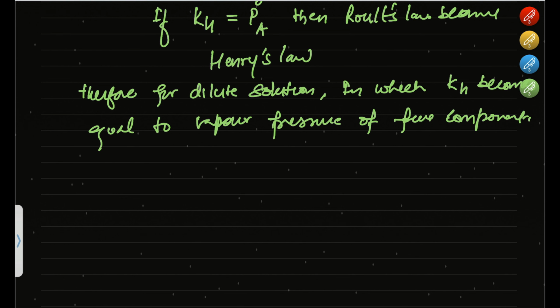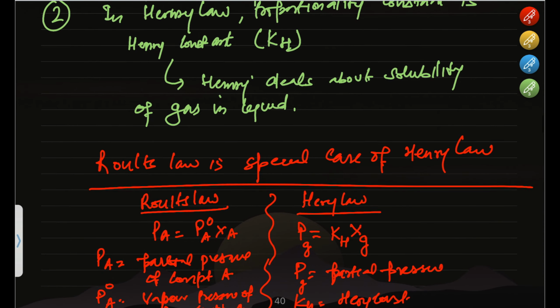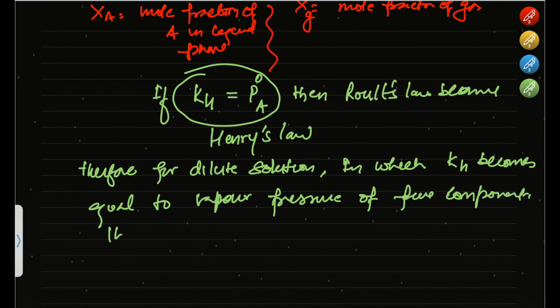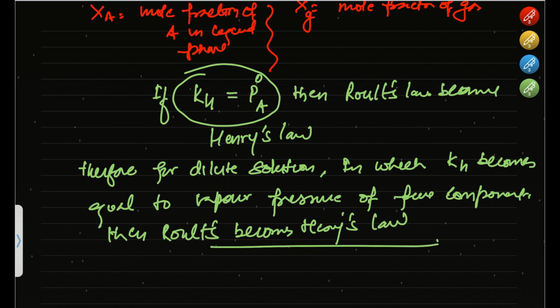This is all about the differences and similarities between Henry's law and Raoult's law. Raoult's law is the special case of Henry's law: if KH is equal to the vapor pressure of the pure solvent A, then Raoult's law becomes Henry's law. That's all about the special case of Henry's law, which is Raoult's law.